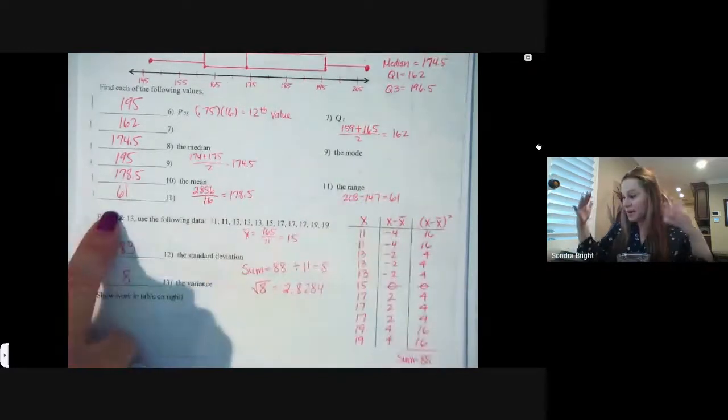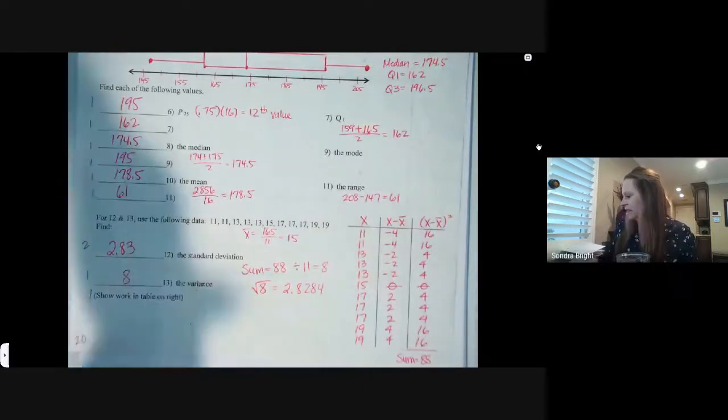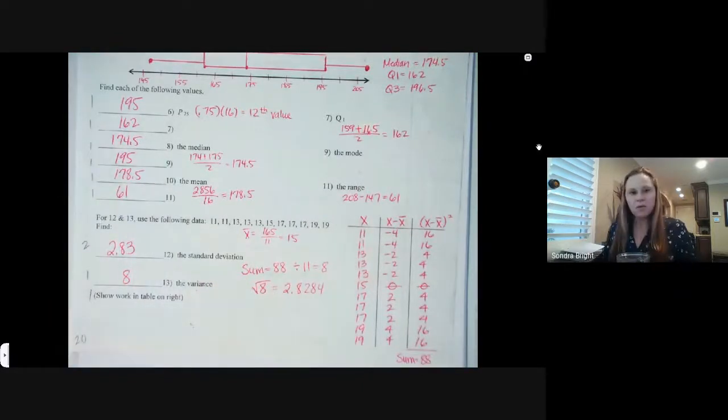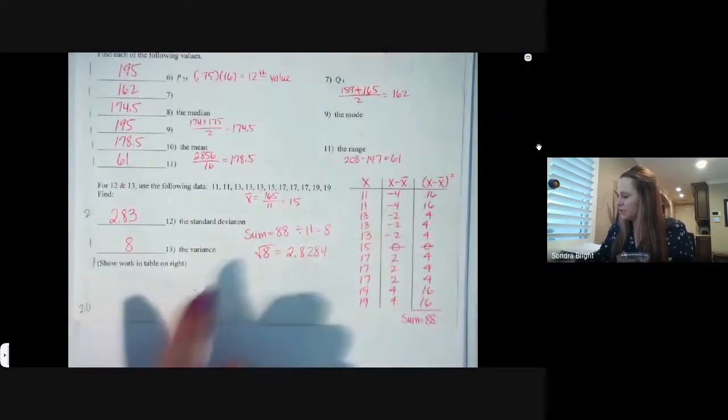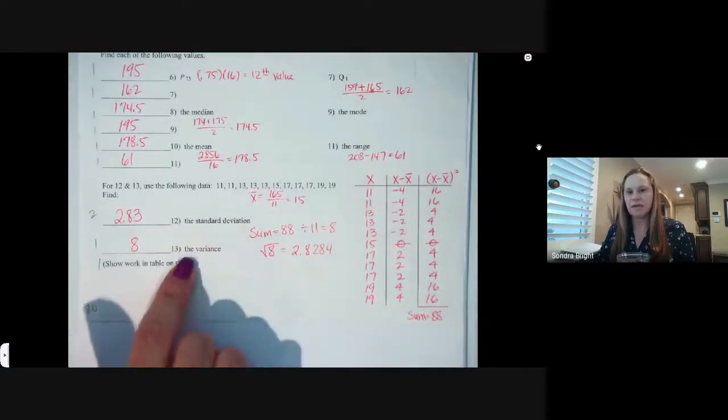All right, so we had you answer all of those questions for that same set of data. For 12 and 13, we give you a new set of data. We want you to find the standard deviation and the variance. So these are the values you should have gotten. How did I get that?